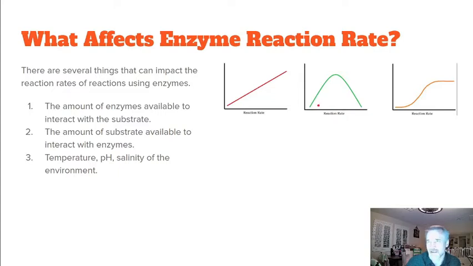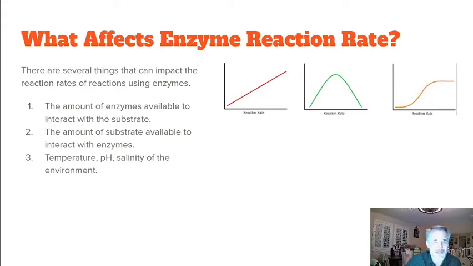And we could do the same thing with salinity. As the salt content goes up, it would hit this optimal range, and then it would decrease if we got saltier. Or pH, it hits the optimal range, and then it would decrease if we went higher or lower than the optimal range. So there's several things that can impact reaction rate.